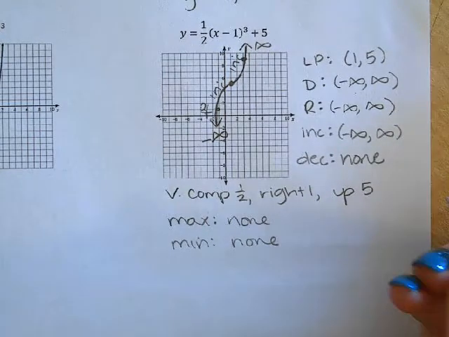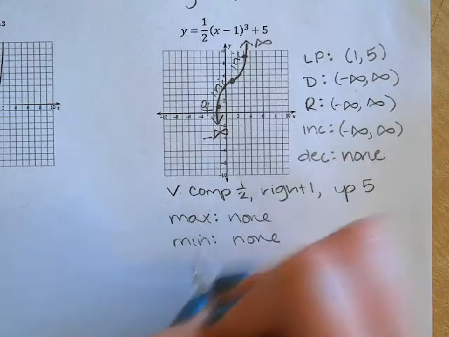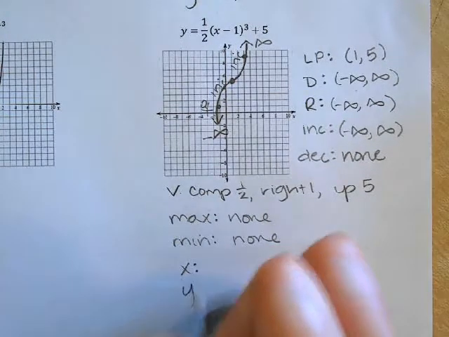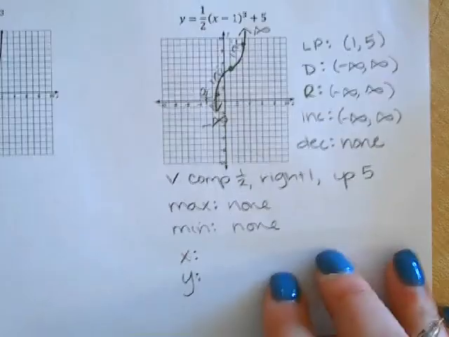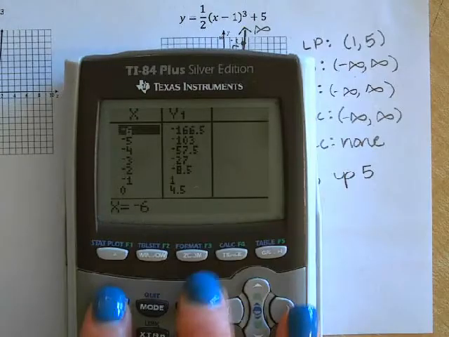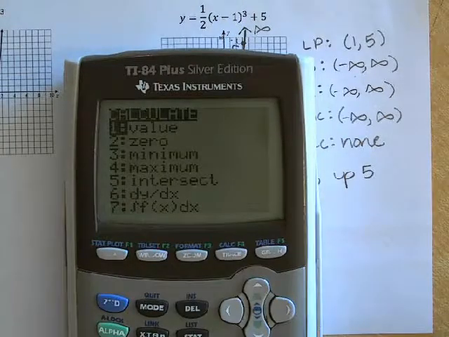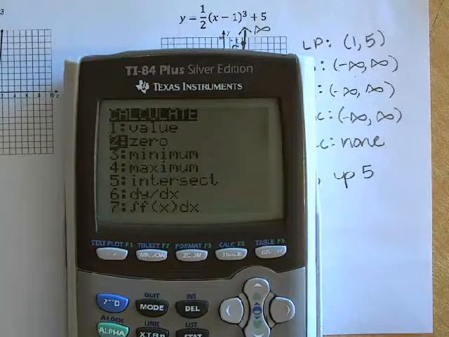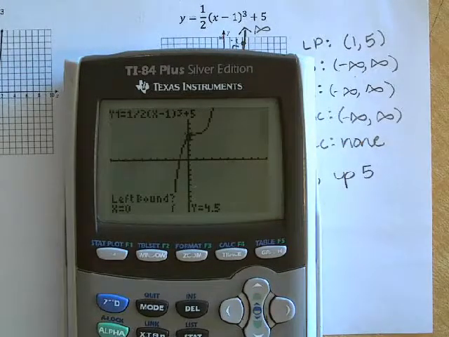Okay, what else do we find? X and Y intercepts. So this one really does have an X intercept. On my calculator, I do second trace. Which one do I use? Number 2. We're looking for the 0 of the graph. We use number 2. Okay, so what do I do now?